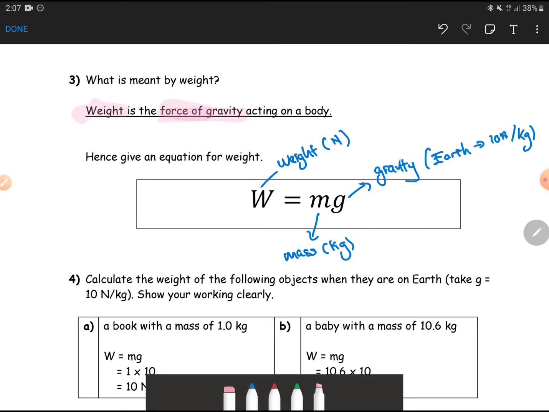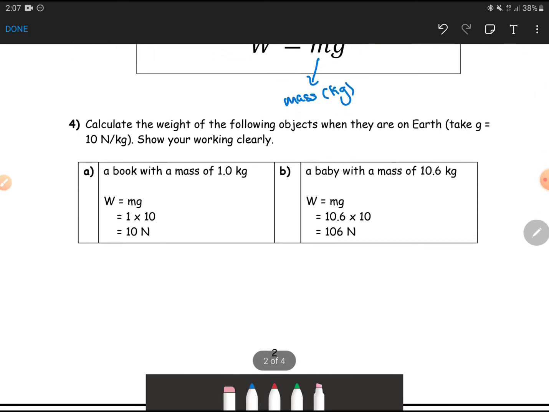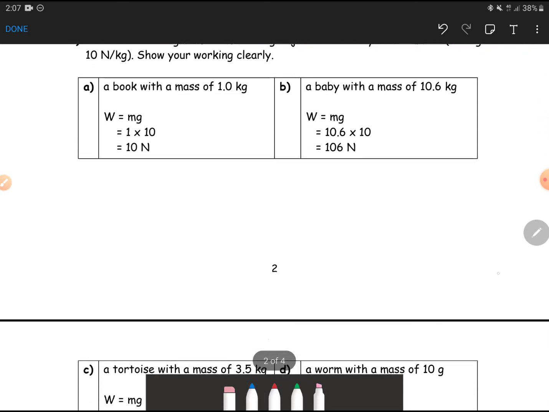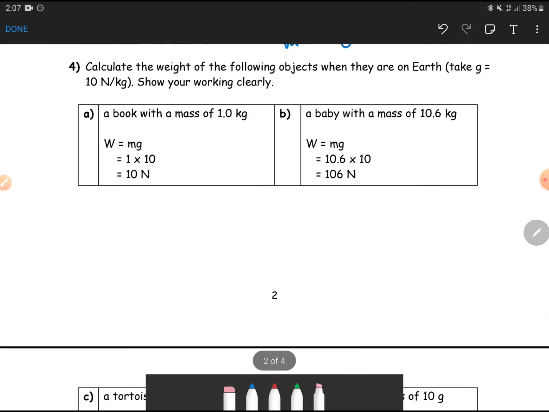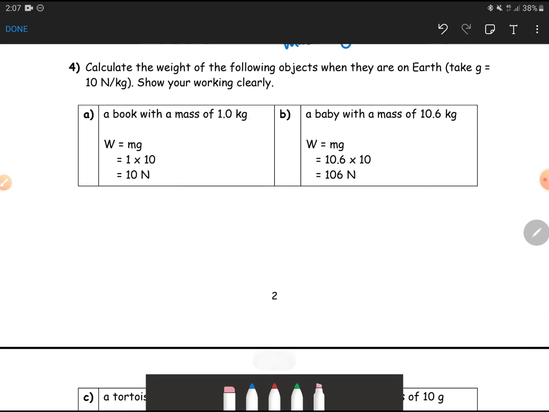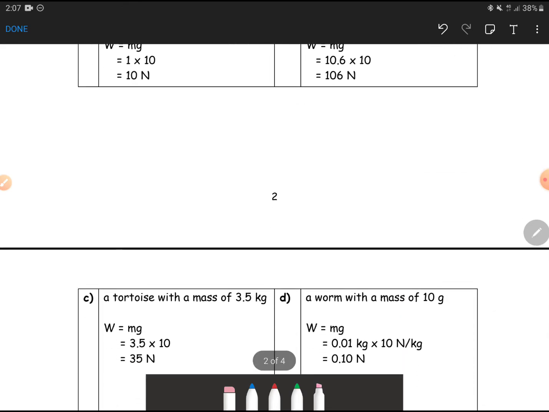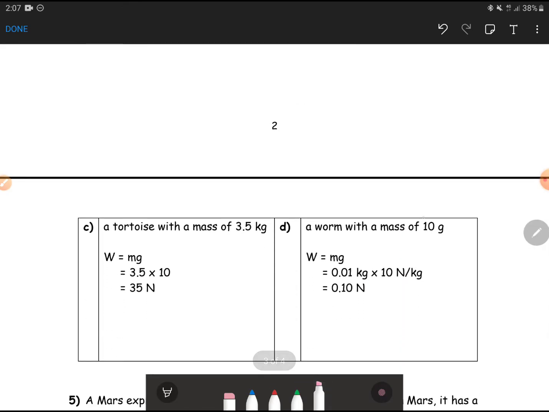Over here, the four examples given in question 4, I'm not going to go through because it's quite straightforward. You just have to apply the formula over and over again. The only one that you might want to take note of is this one over here. As I mentioned before, the mass must be in kg. So if you are given something in grams, you will have to convert it. So 10 grams is 0.01 kg, before you carry out the equation.